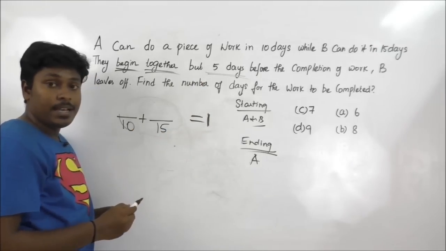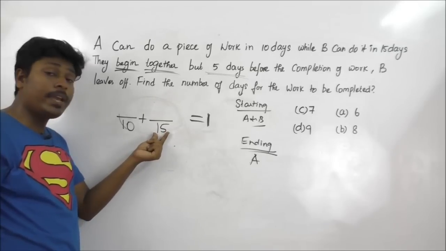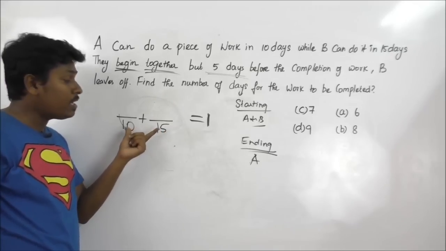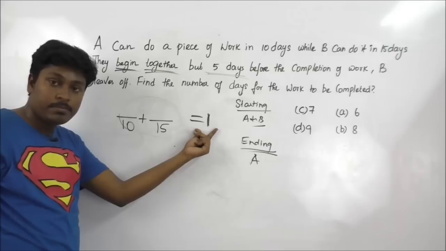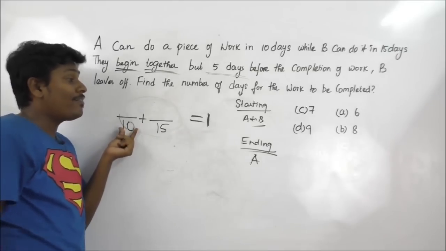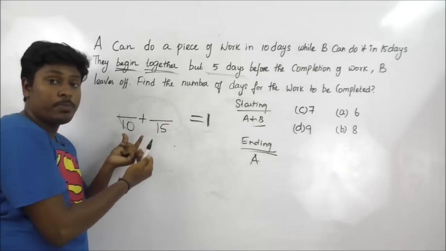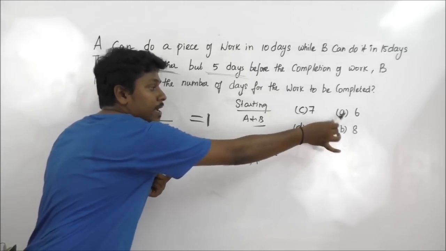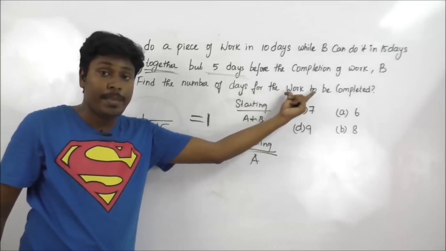Got the idea, friends? A can finish a job in 10 days and B is capable of doing a job in 15 days. But we don't know how many days both persons have worked, but they have completed one job. So just see here, from the options, friends, I am just going to put a value. What is option A? Option A is 6. They are asking to find the number of days the work took to be completed.